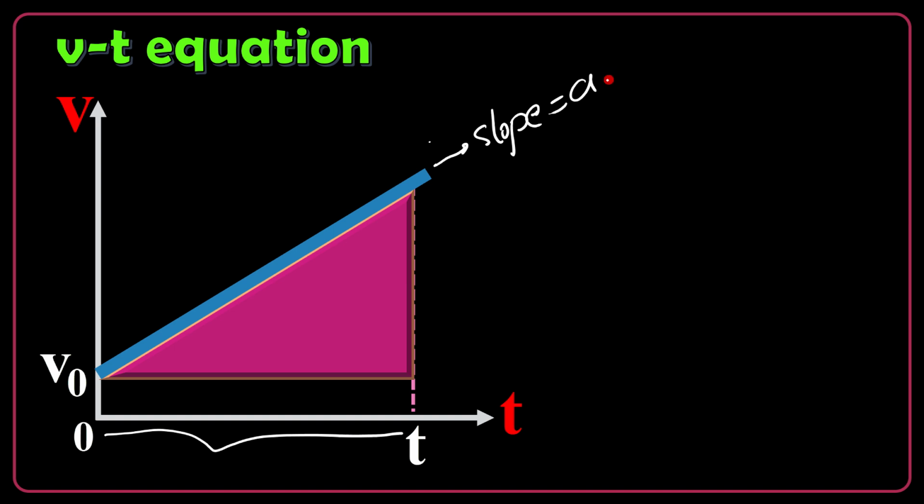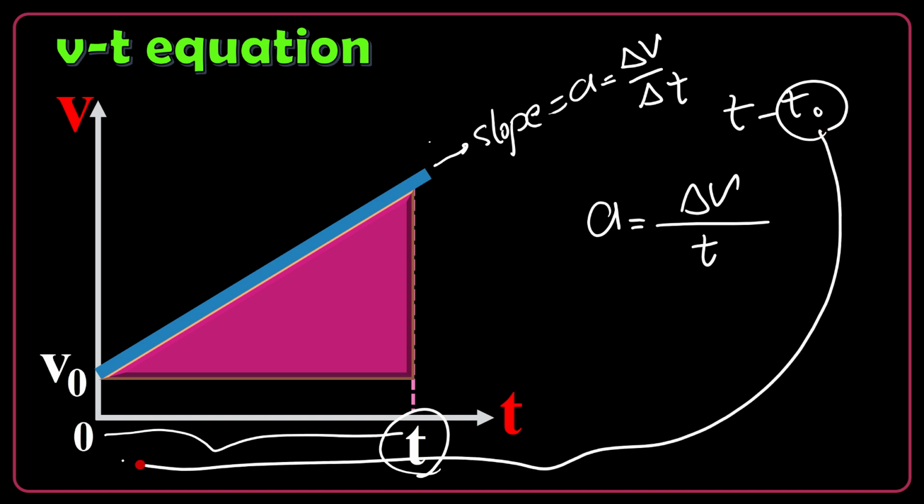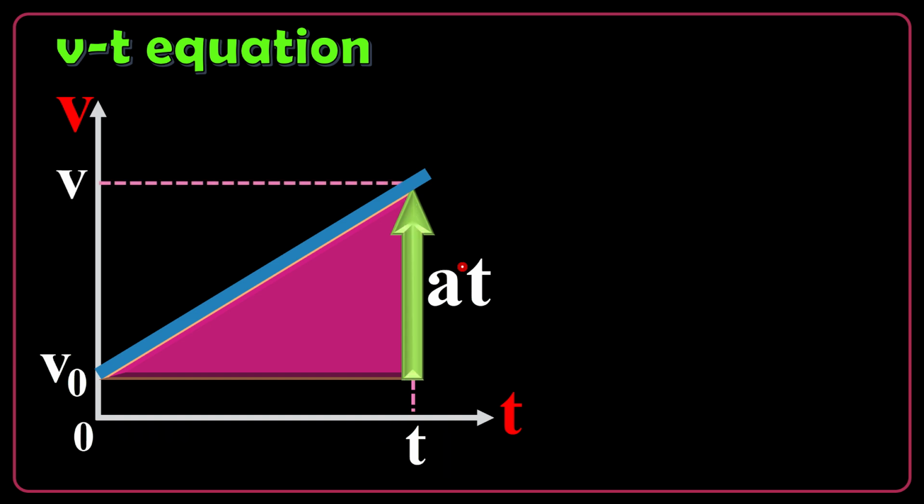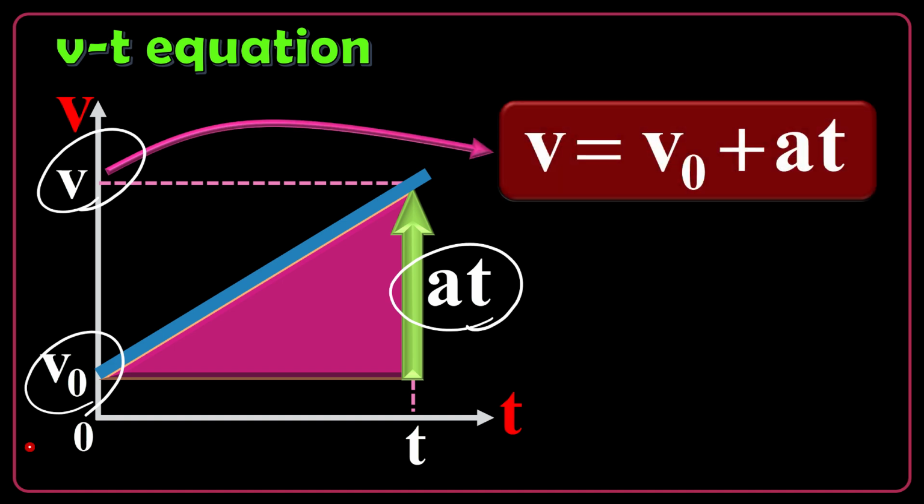And I remember acceleration was delta v over delta t here, okay? So let's write a is equal to delta v over t. Instead of delta t, I use t here because delta t is t minus t naught, and t naught is 0. We started from 0 here, okay? And it's very easy to understand delta v to be at here. So the raise in velocity from here to here will be exactly at. So as the graph gets the velocity of v, we are confident that this velocity will be at larger than v0. So here I can write v is equal to v0 plus at.